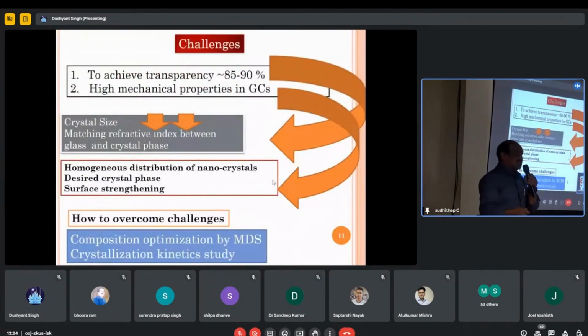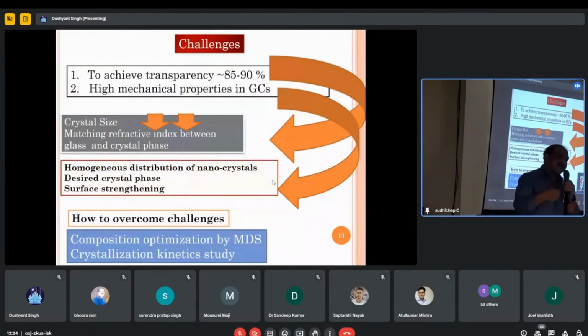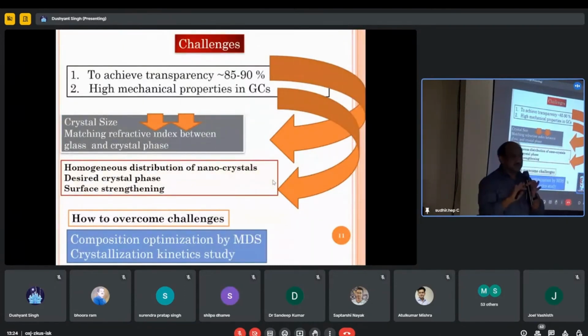So there are some challenges. When you induce crystals in the glass matrix, the transparency is going to be lost. So you have to control the crystal size precisely at the nanometer scale so that transparency is retained and it is useful for display applications. And the mechanical properties also have to be maintained very high. In order to achieve transparency, you need to control the size of the crystals, and also the refractive index match between the glass phase and the crystal phase. If you can match it, then you can have very good transparency.